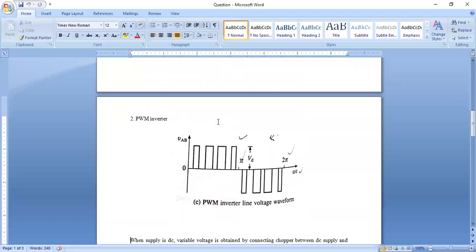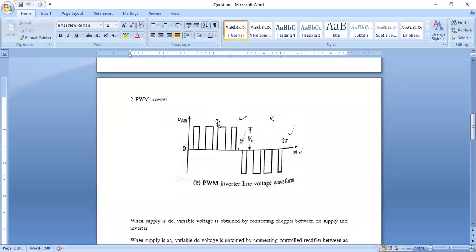If you apply the pulse width modulation method, the PWM method, what we get here is voltage like this. So we are getting pulses.